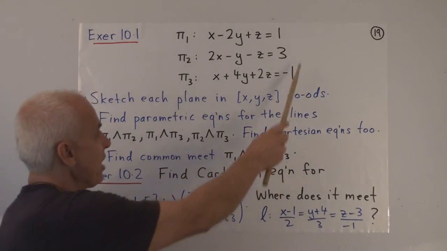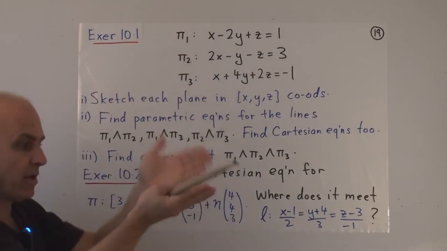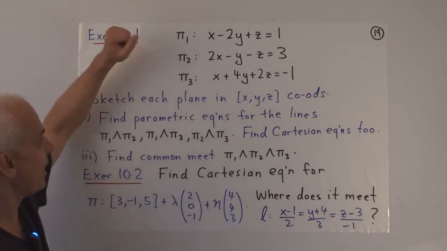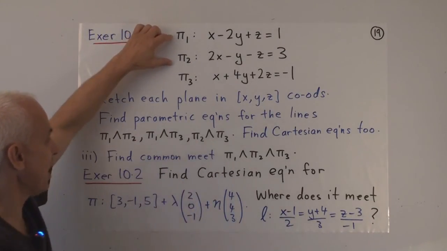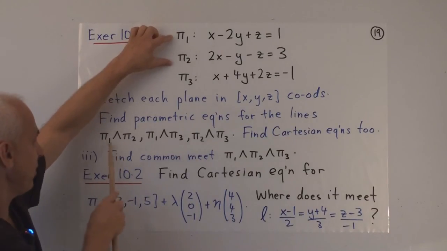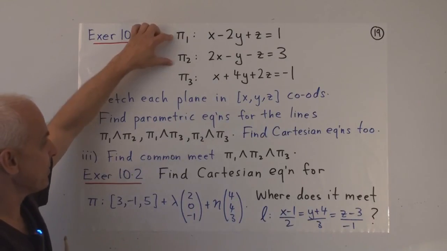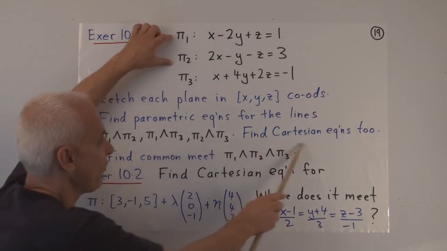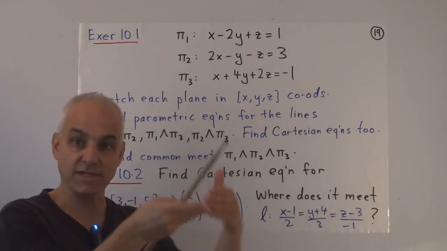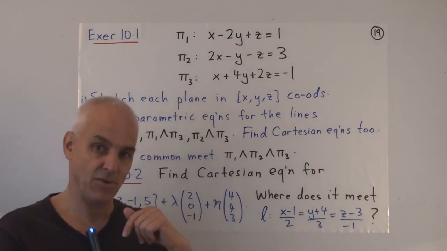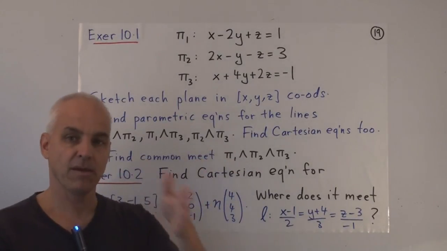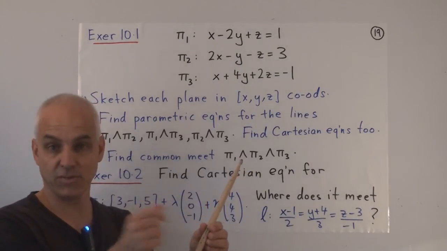Secondly, find parametric equations for the lines obtained by meeting any 2 planes. So any 2 of these planes meet in a line, we expect, and I want you to find parametric equations for those lines. Let's call, say, the meet of pi 1 and pi 2, pi 1 wedge pi 2, with a down wedge. And here are the 3 meets, and also find Cartesian equations for these lines as well. So you want to understand the 3 lines formed by these 3 planes. Parametric and Cartesian equations for those lines, please. And find the common meet between the 3 planes. So that'll be the place where these 3 lines also meet.